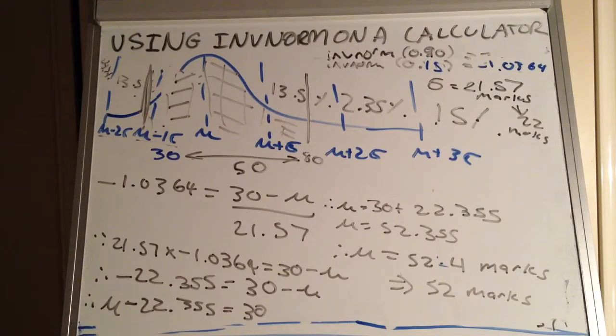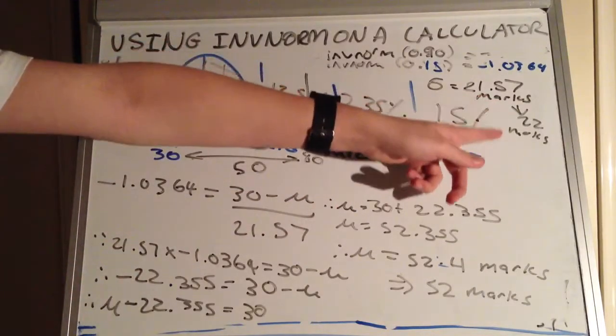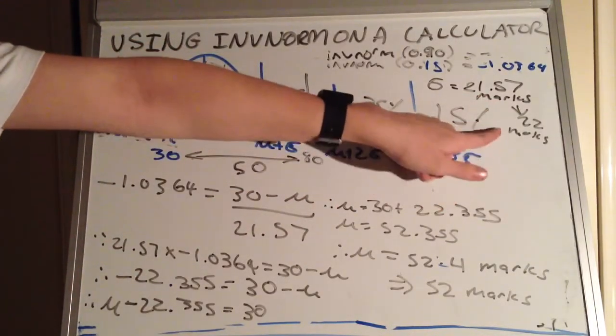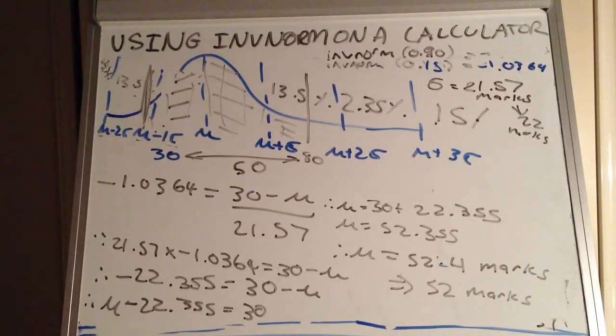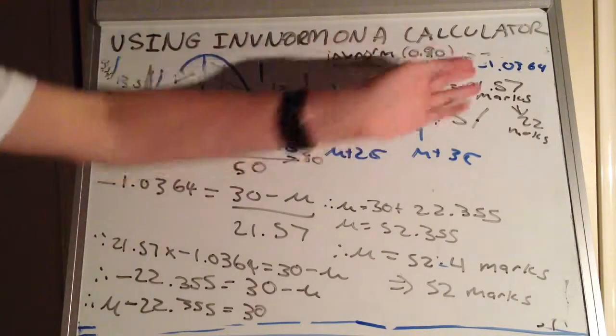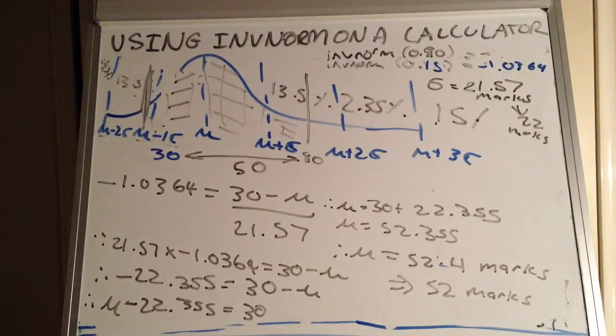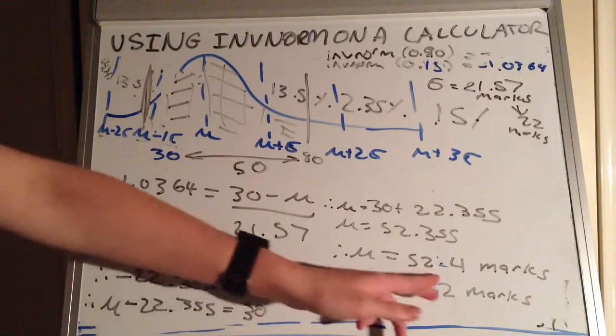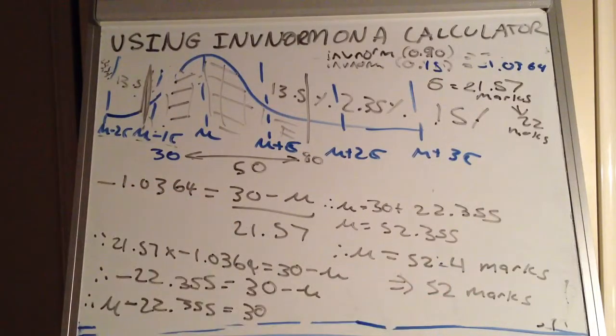So if I check the answers in the back of the book here, it says 21.6 marks, which is rounded to 3SF there. I don't generally award half marks, so I would say 22 marks, it's closer to that. But 21.6 sounds reasonable to 3SF. And it also says that the mean is 52.4, which is what we got there to 3SF. So yeah, we were able to do it.